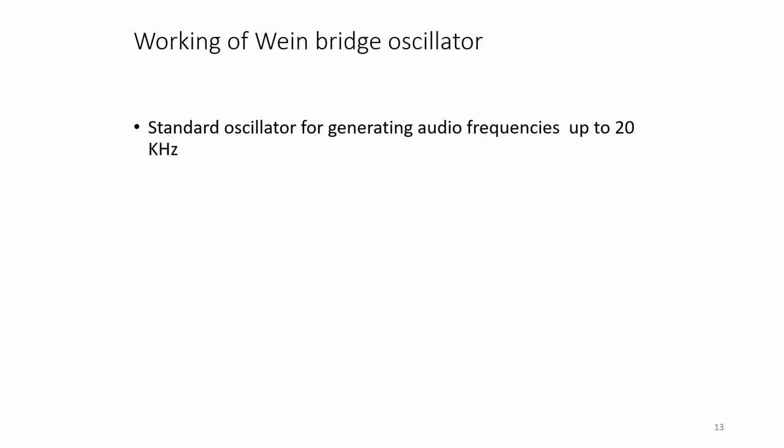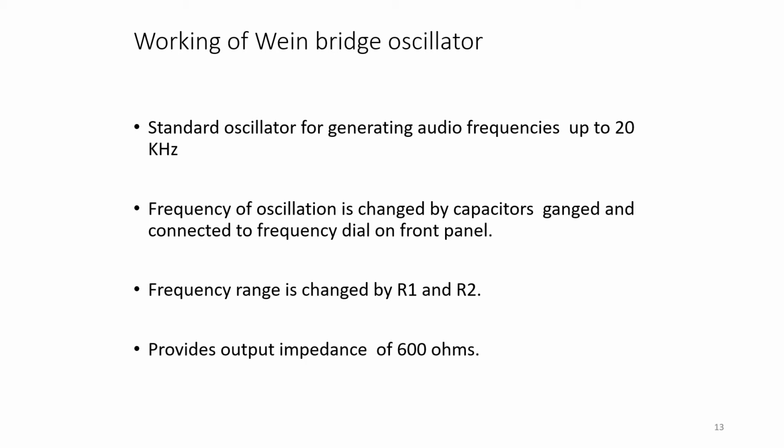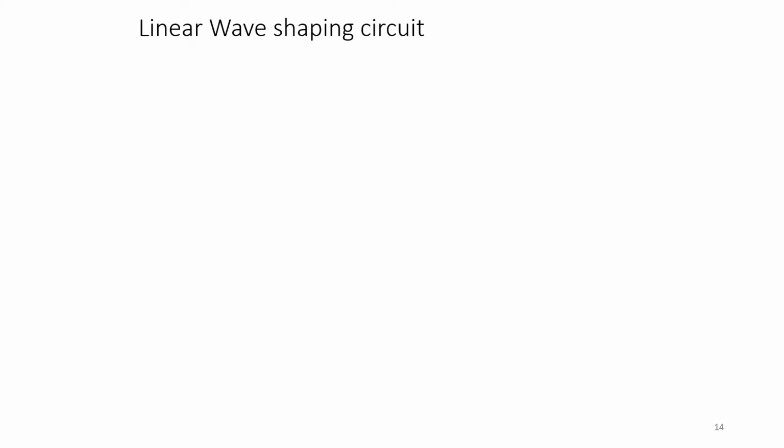When you speak about the working of a Wien bridge oscillator, it is a standard oscillator for generating audio frequencies up to 20 kilohertz. The frequency of oscillation is changed by ganged capacitors connected to the frequency dial on the front panel. The frequency range is changed by R1 and R2. It provides an output impedance of 600 ohms. So an AFO is one which has an output impedance of 600 ohms.